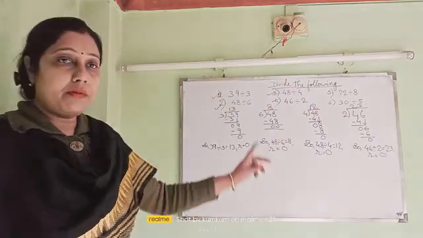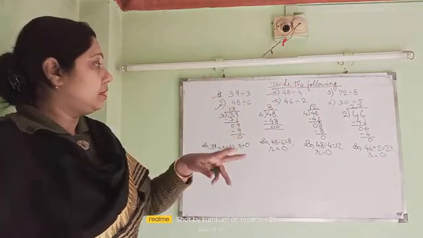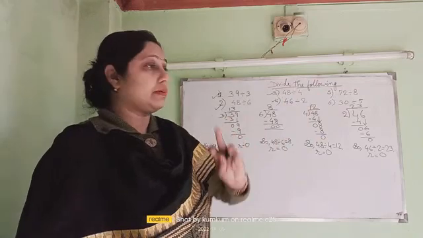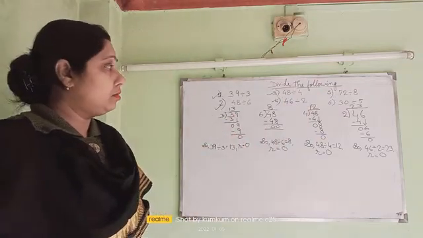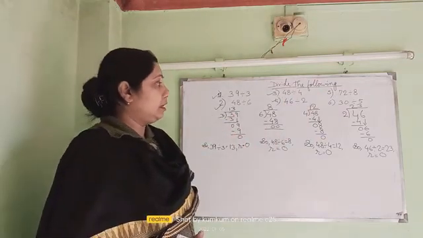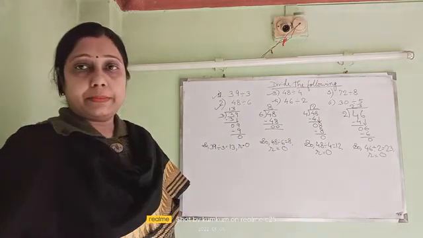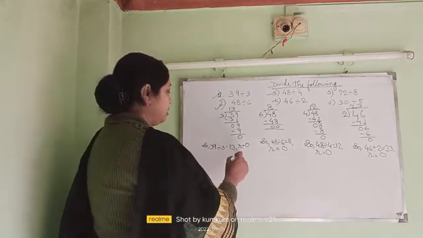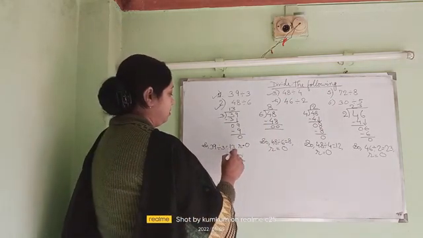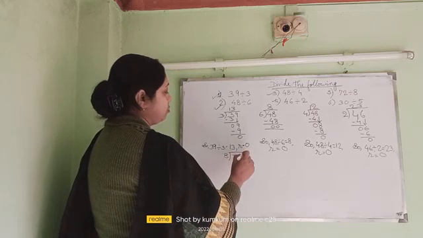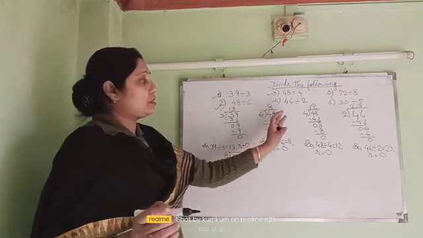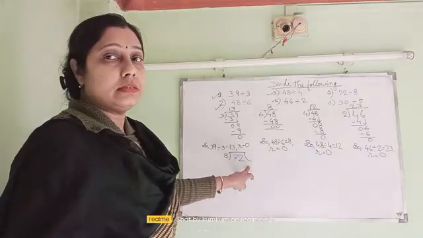So I hope you have understood these three sums. 1, 2, 3, 4 sums we have solved. So now next question, number 5, 72 divided by 8. Now see here, let us do in another way. See, this process you know. Again, you can do in this way also.